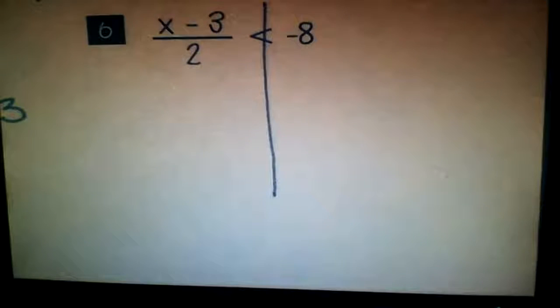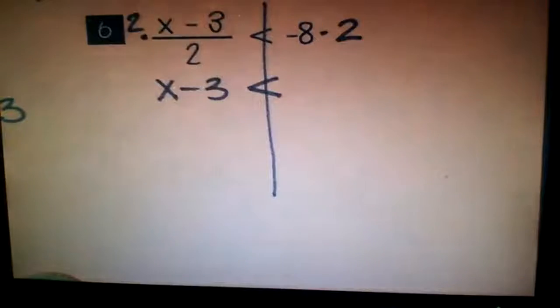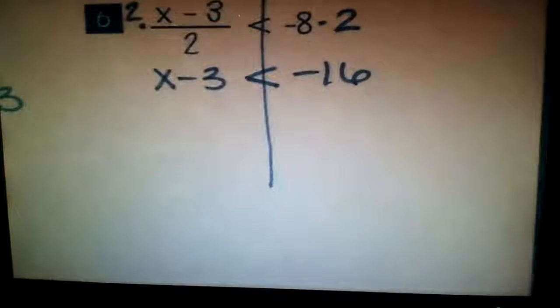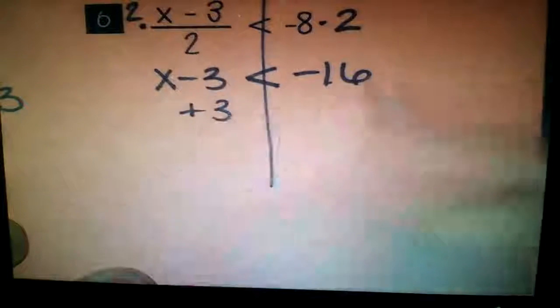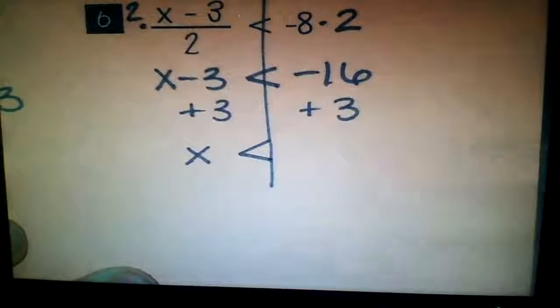Sabi, what do we get rid of first? 2. How do I get rid of that 2? So x minus 3 is less than -16. Then you gotta add 3, then it becomes -13. Ooh. They're like, add 3, and that becomes -13.